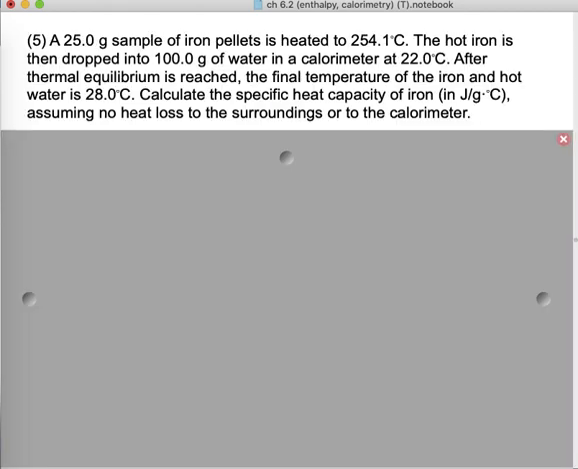So let's see what those problems look like. A 25-gram sample of iron pellets is heated to a certain temperature. The hot iron is then dropped into 100 grams of water in a calorimeter at 22 degrees Celsius.